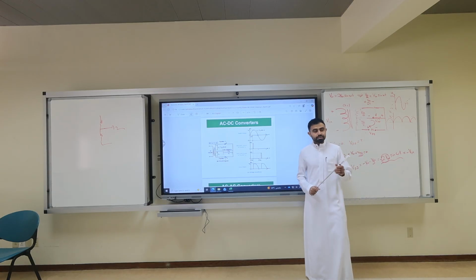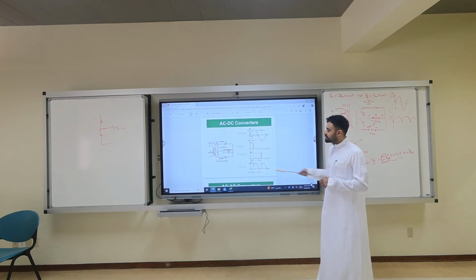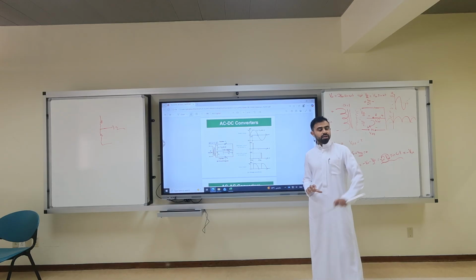Is this clear? If you don't give it a pulse, the output will be zero. All zero. It's a question in the exam. What if you forget to send the pulse? It will be zero.